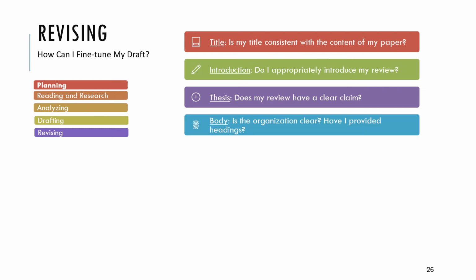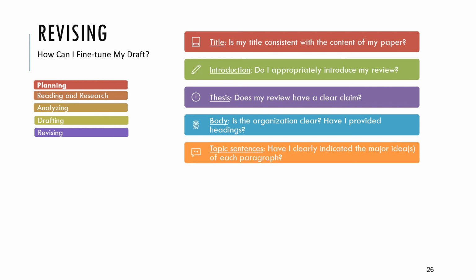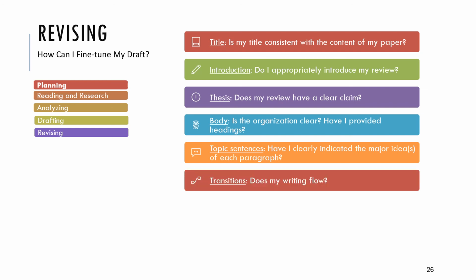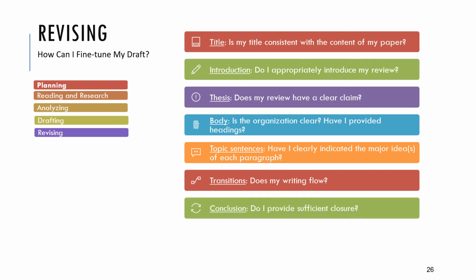Then we have, is the organization clear? Have I provided headings? Especially if it's a standalone review. Topic sentence, have I clearly indicated the major ideas of each paragraph? This is important. Each paragraph should be linked, related. So we start a new paragraph if we have different criteria for listing references. Transitions, does my writing flow, or is it disconnected pieces? Do you have the right connection, transitions? And then we have, do I provide sufficient closure, or is it a sudden death or sudden conclusion?